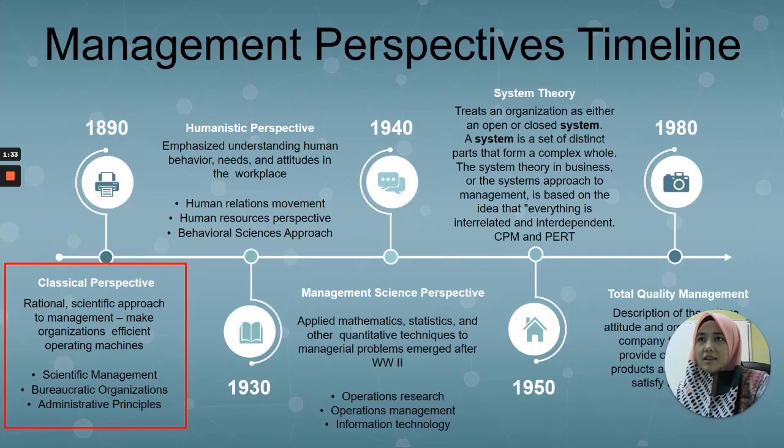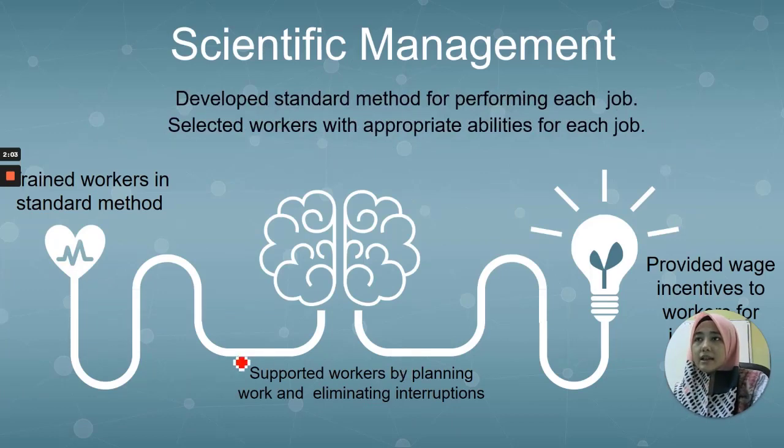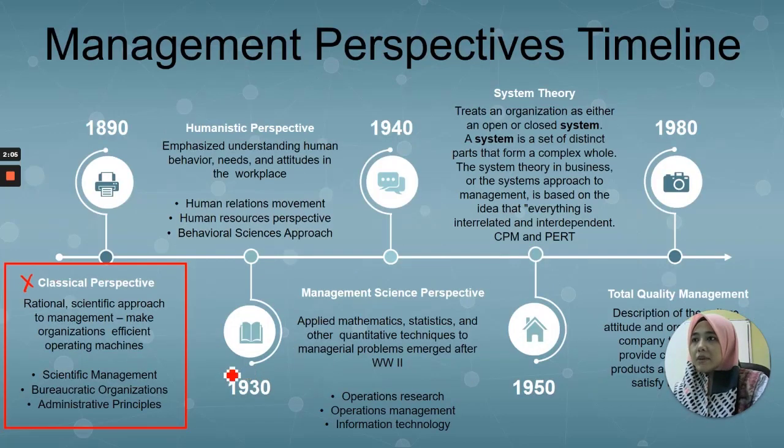Okay, so these are the management perspective timeline over the years. So it started with the classical perspective. So di sini in the red box, we started with the classical perspective. And then we have the humanistic perspective in 1930. And then we have the management science perspective in 1940. And the system theory in 1950. And last is the total quality management starting from the year 1980. Okay, let's take a look at the scientific management first.